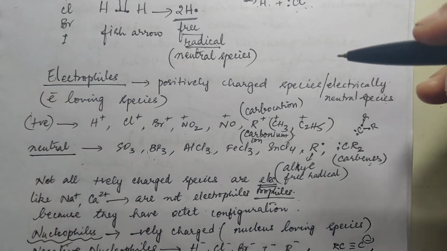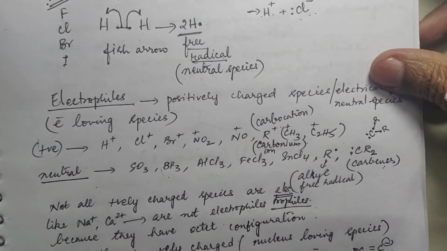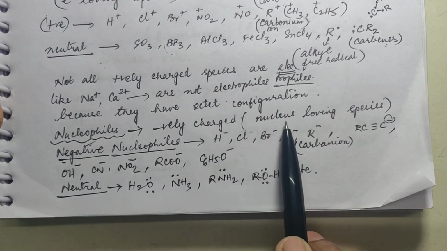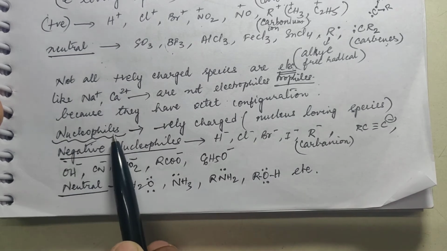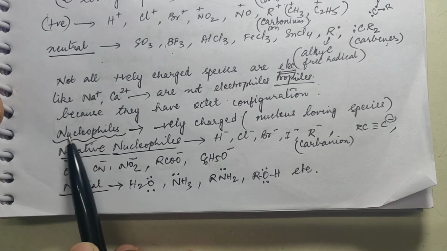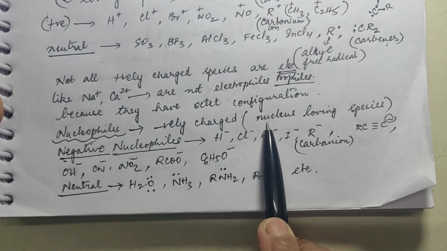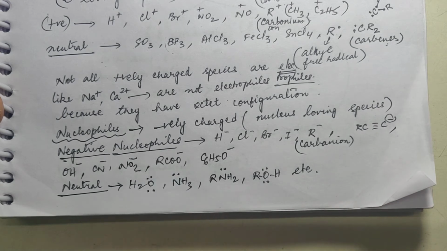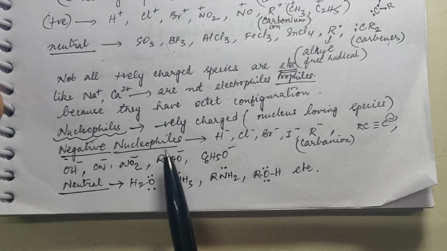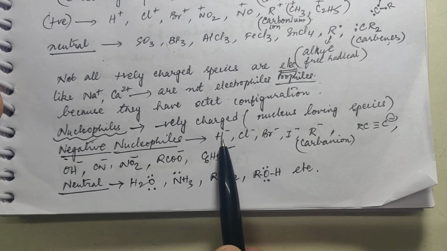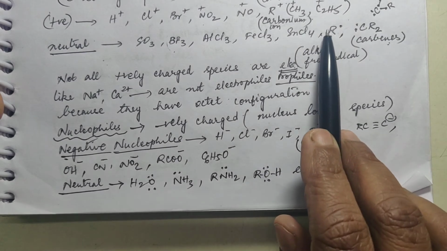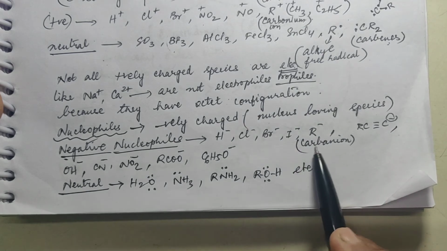Okay. Now let us see what nucleophiles are. Nucleophiles are negatively charged species. So they have love for nucleus. Phile means attraction. Nucleus means positively charged. So the love is for positive charge. So nucleus-loving species are called nucleophiles. Now again here you have both negative nucleophiles as well as neutral nucleophiles. Negative nucleophiles means you have hydride ion, chloride, bromide, iodide, then R minus. Like R plus you call it a carbonium ion, R minus is called a carbanion.